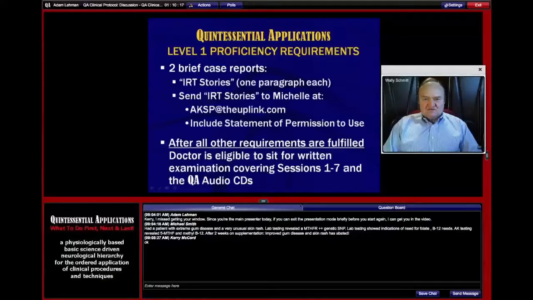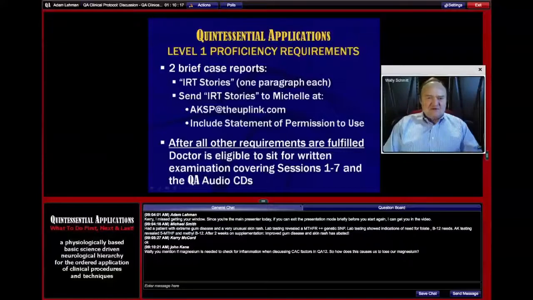The Level 1 proficiency requirements also require 2 brief case histories, which are what we call IRT stories, injury recall technique stories. They're like a paragraph each. They're what you would tell someone when you're sitting at a break in the seminar. I had a patient who, and you tell the IRT story, you just write that down. And you send the IRT stories to Michelle at aksp@theuplink.com and include a statement of permission to use so we can reproduce those. After all of the requirements are fulfilled, the doctor is eligible to sit for the examination covering sessions 1 through 7 in the QA audio CDs.